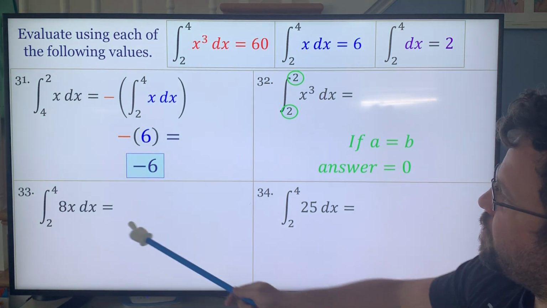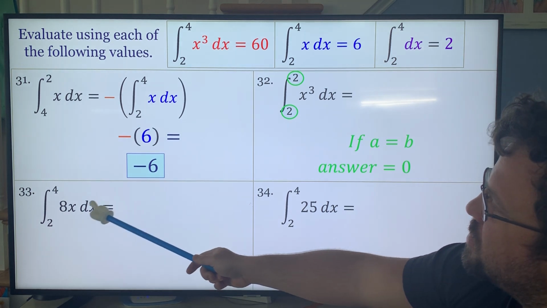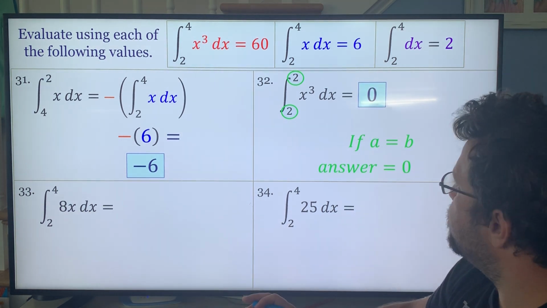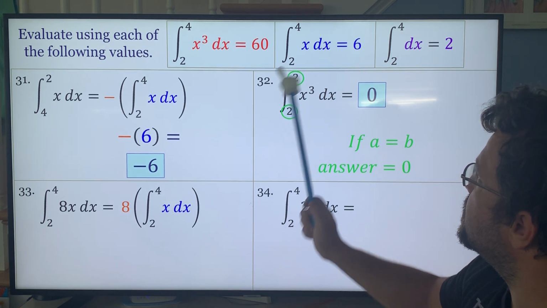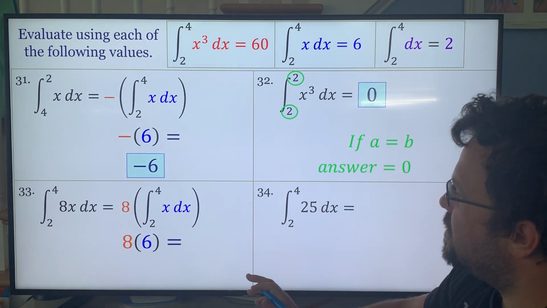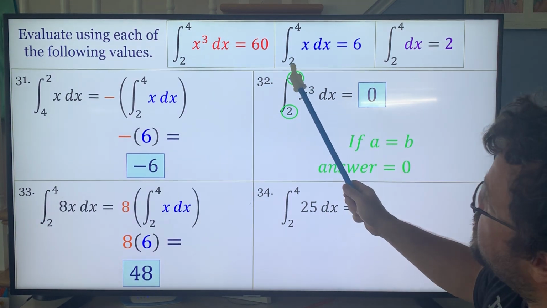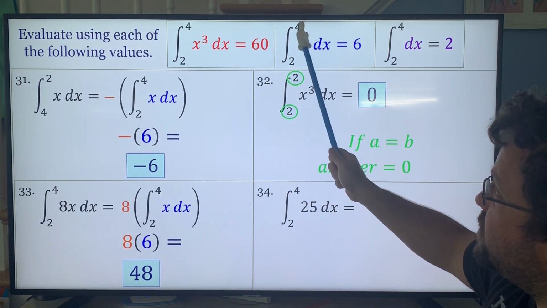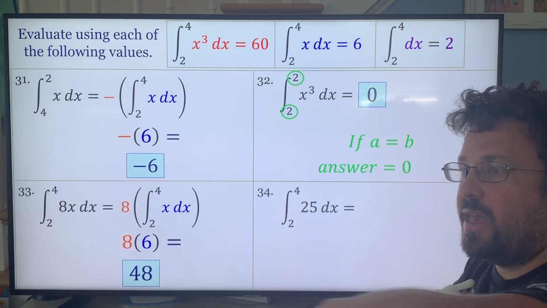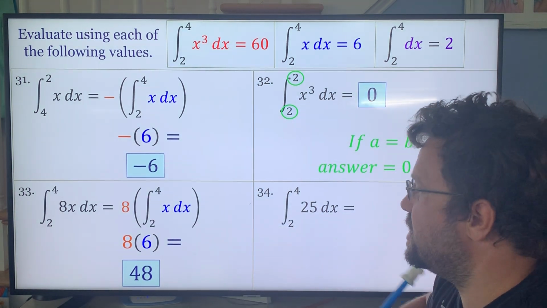All right. This is a normal one. Pull the 8 out. Let's integrate this. 6. 8 times 6 is 48. Now, say this is from 2 to 8. Can you just double it? No. It can only be true if it's from 2 to 4. You can't kind of average things and make them change like that.